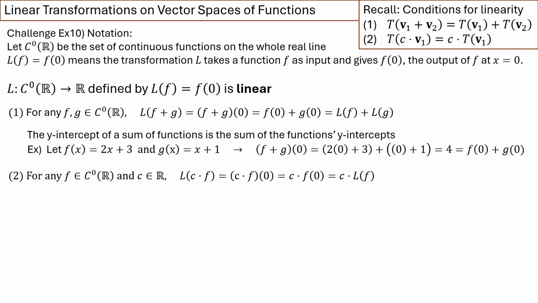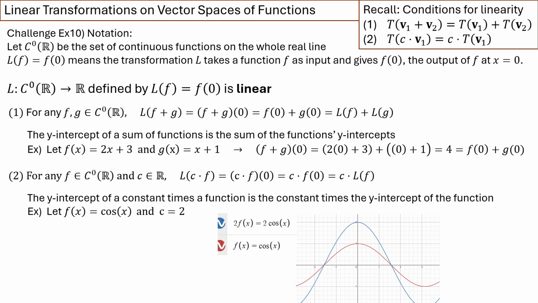Next, check scaling. If you stretch a function vertically by a factor of c, the y-intercept stretches by the exact same amount. Let's look at this graph for proof. The red cosine wave has a y-intercept of 1. If we double it to get the blue wave, the y-intercept jumps to 2. Since the intercept scales perfectly, this transformation is linear.